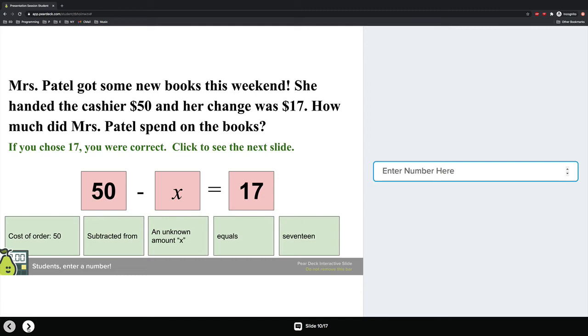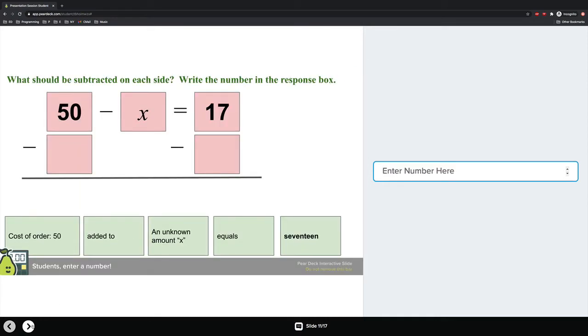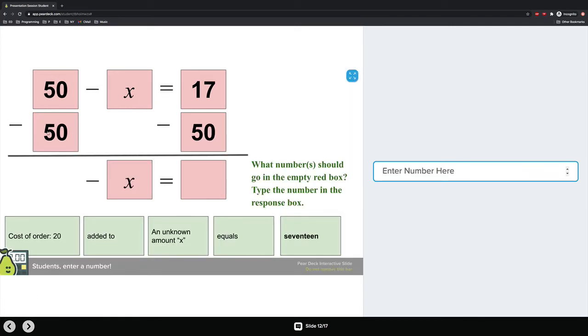I accidentally wrote that twice. Okay. Whoops. So I'll put that again just so that I don't get confused. All right, what number should be subtracted on each side? Write the number in the response box. So what should we subtract here to get x by itself? And it's 50 on both sides. So each side should be subtracted by 50. And click next. And again, here it shows you that was the correct.